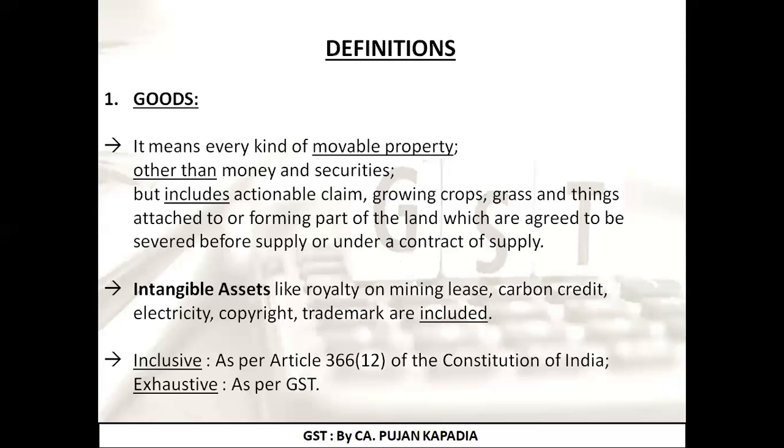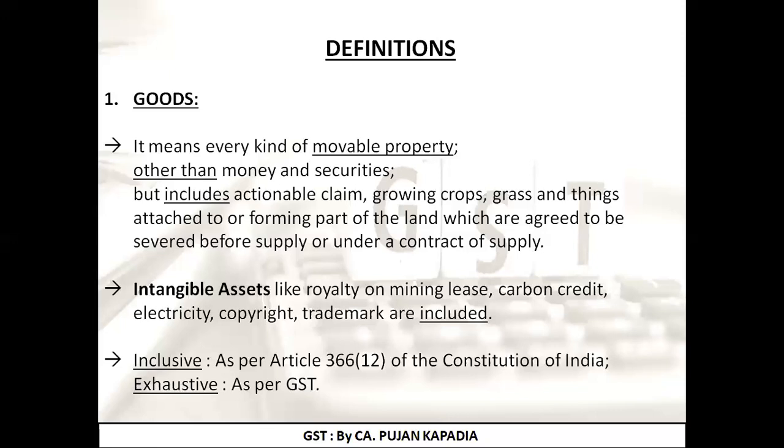And I hope you are clear with what is copyright, trademark, etc. In short, intangible assets are also included in the definition of goods. And the last part is that the definition of goods is inclusive. I hope now you are clear with these two words, inclusive and exhaustive. Inclusive is something under which we can add anything whenever we feel like adding. But exhaustive is something we cannot change. We cannot add anything further.